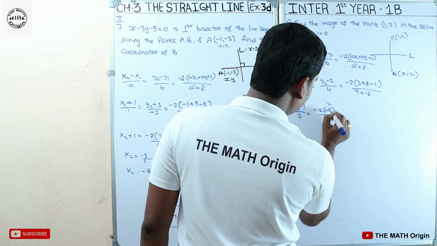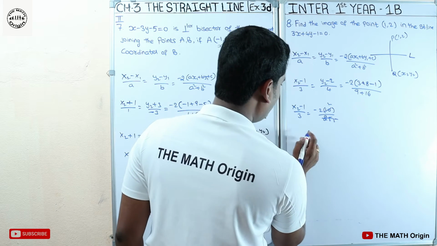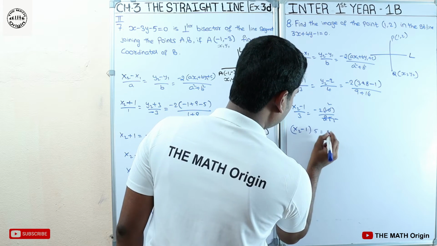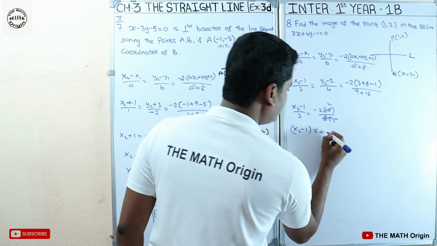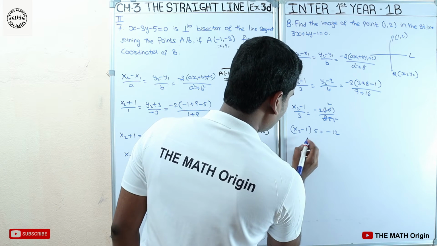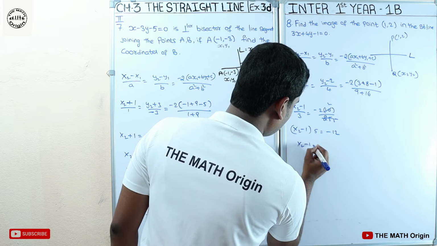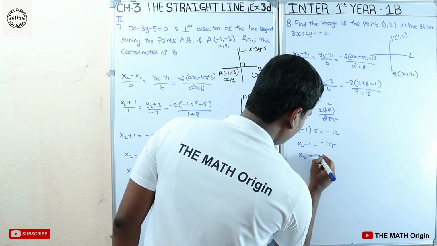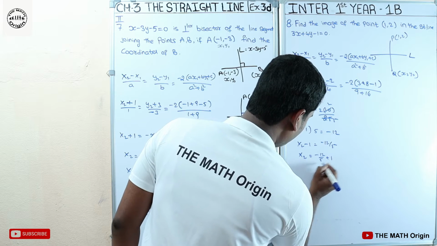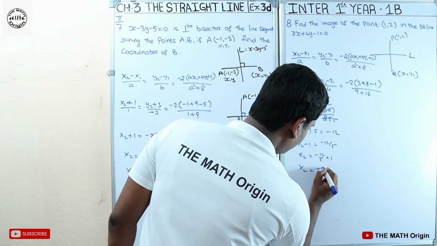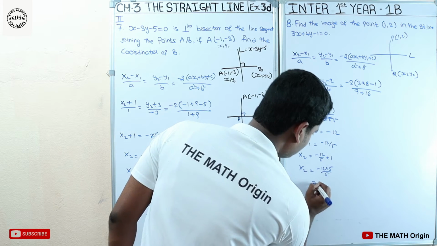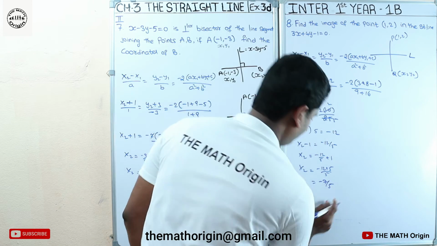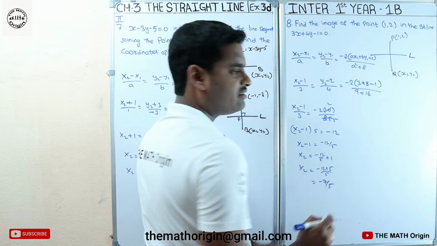So 5 2s are 10, 5 5s are 25. Okay, x2 minus 1 into 5 is equal to minus 4 into 3, which is minus 12. So x2 minus 1 equals minus 12 by 5. x2 is equal to minus 12 by 5 plus 1. x2 is equal to minus 12 plus 5 by 5, which is equal to minus 7 by 5. We got the x coordinate as minus 7 by 5.